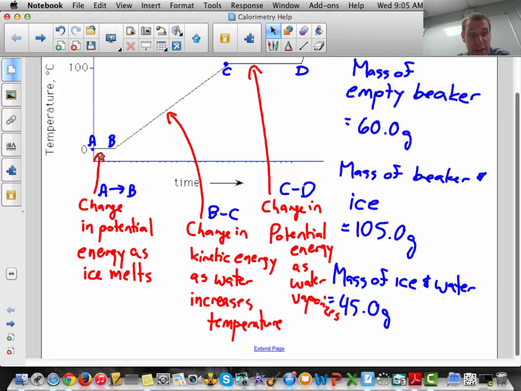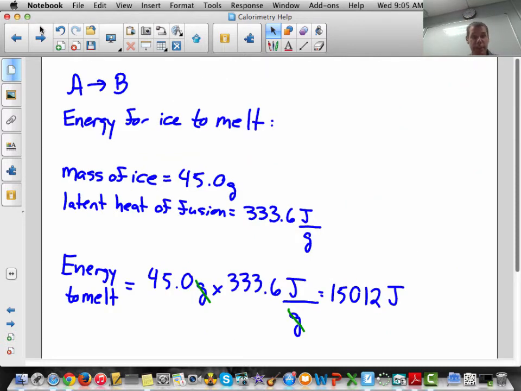The first step involves going from A to B. We need to use energy to increase the potential energy of the molecules and melt the ice. And that calculation looks like this. So from A to B is the energy needed to melt the ice. We have 45 grams of ice. Obviously, the more ice we have, the more energy is required to melt it. But in this case, every gram requires 333.6 joules of energy to melt it. So a pretty simple calculation involving the factor label method.